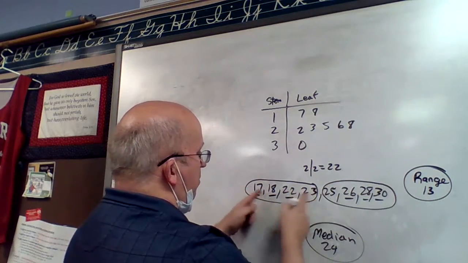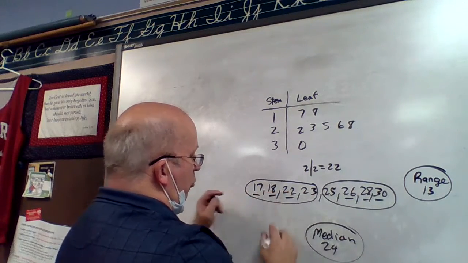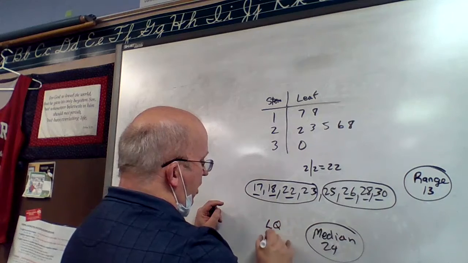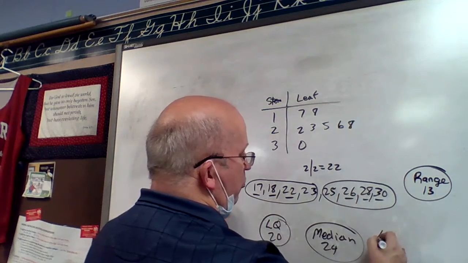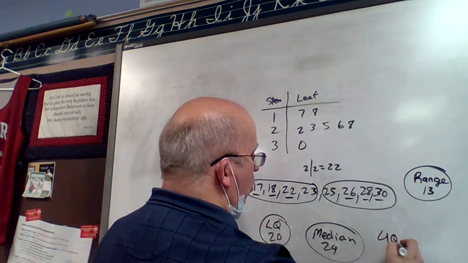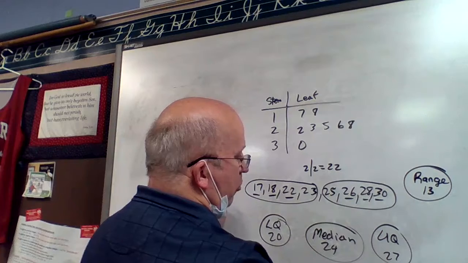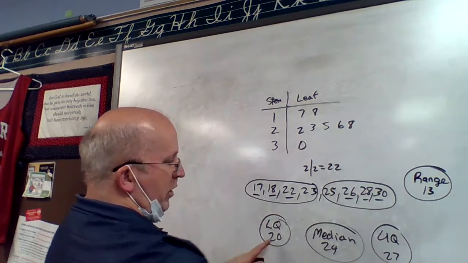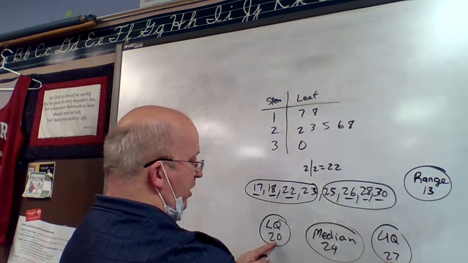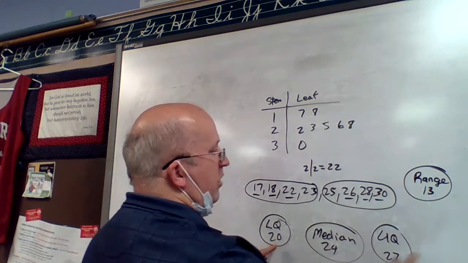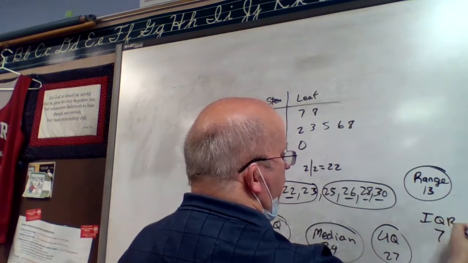What's the median of this data? Well, I'd have to add these two up and divide by 2, which would give me a lower quartile of 20. I'd have to add up these two numbers and divide by 2, which would give me an upper quartile of 27. And my interquartile range is the range of these two quartiles. 27 minus 20 is 7. So my interquartile range is 7.